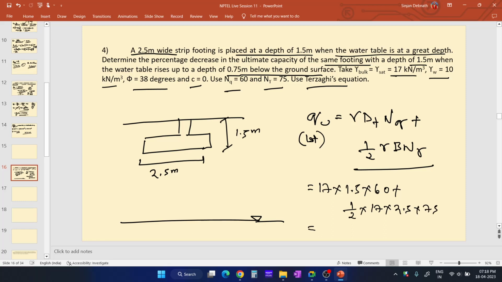Now, if we solve this, we will get the value of Qu, that is the ultimate bearing capacity of this particular case, and it comes out to be around 3124 kilonewton per meter square. Okay, this is the first case.